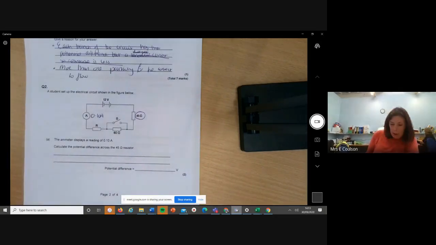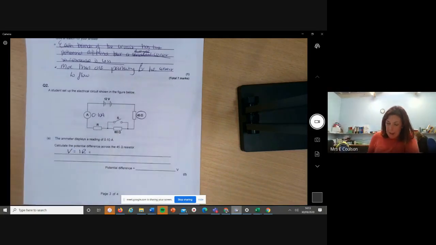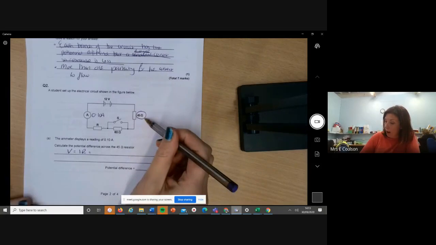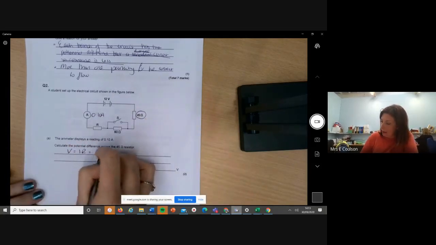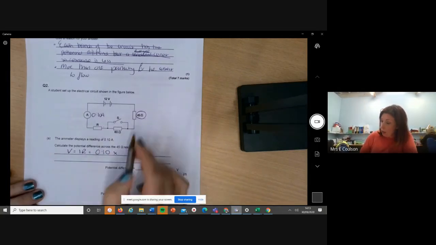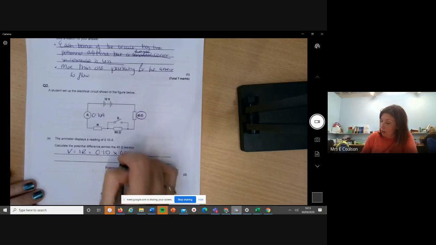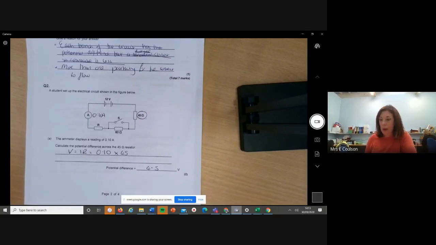So you're going to use the equation V equals IR, okay? And we want the voltage or potential difference across the 45 ohm resistor. So the current is the same all the way around the circuit. That's 0.10 amps. And then you just want it across this 45 ohm resistor, so you're going to do times 45. And that will give you the answer, obviously, of 4.5 volts, okay?